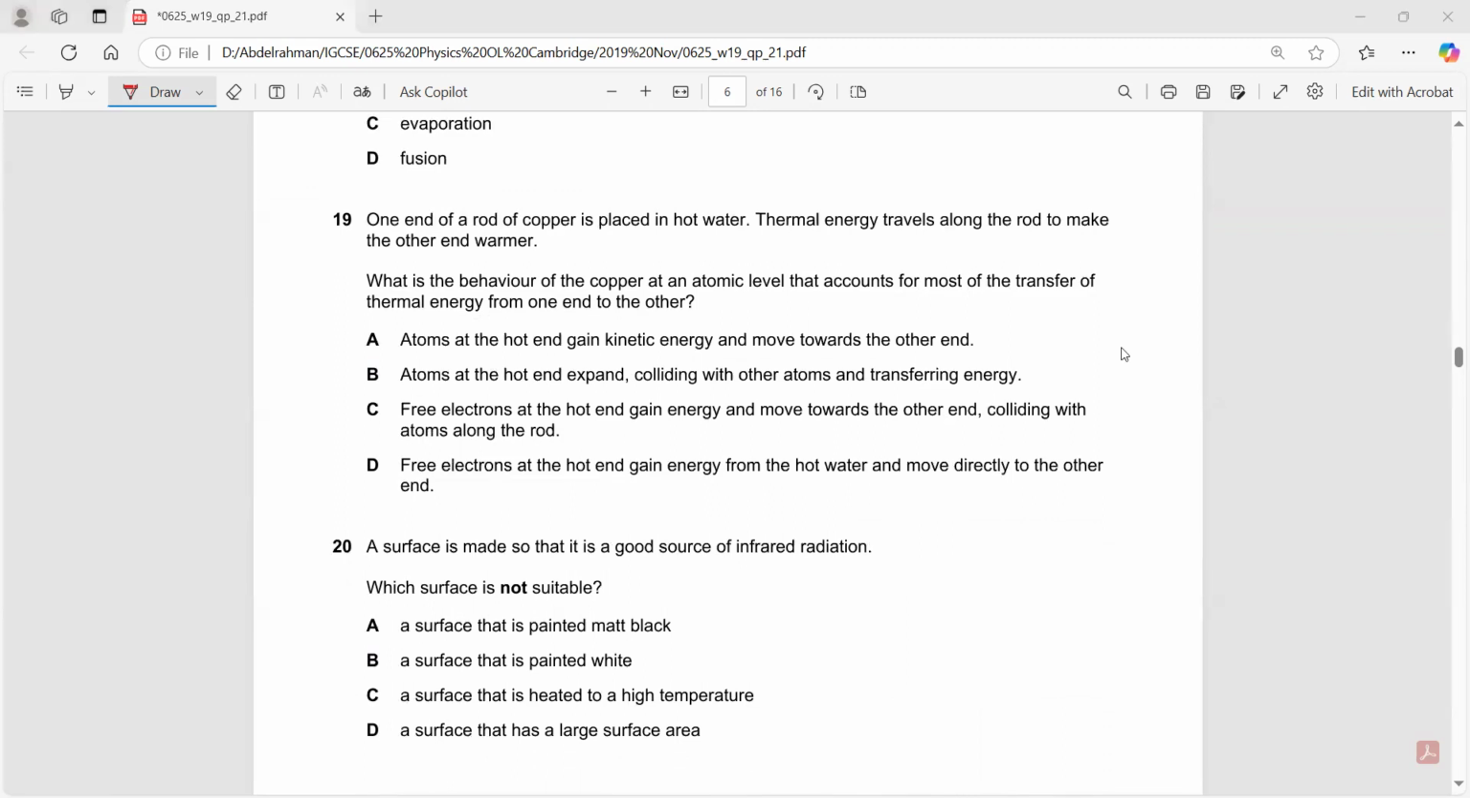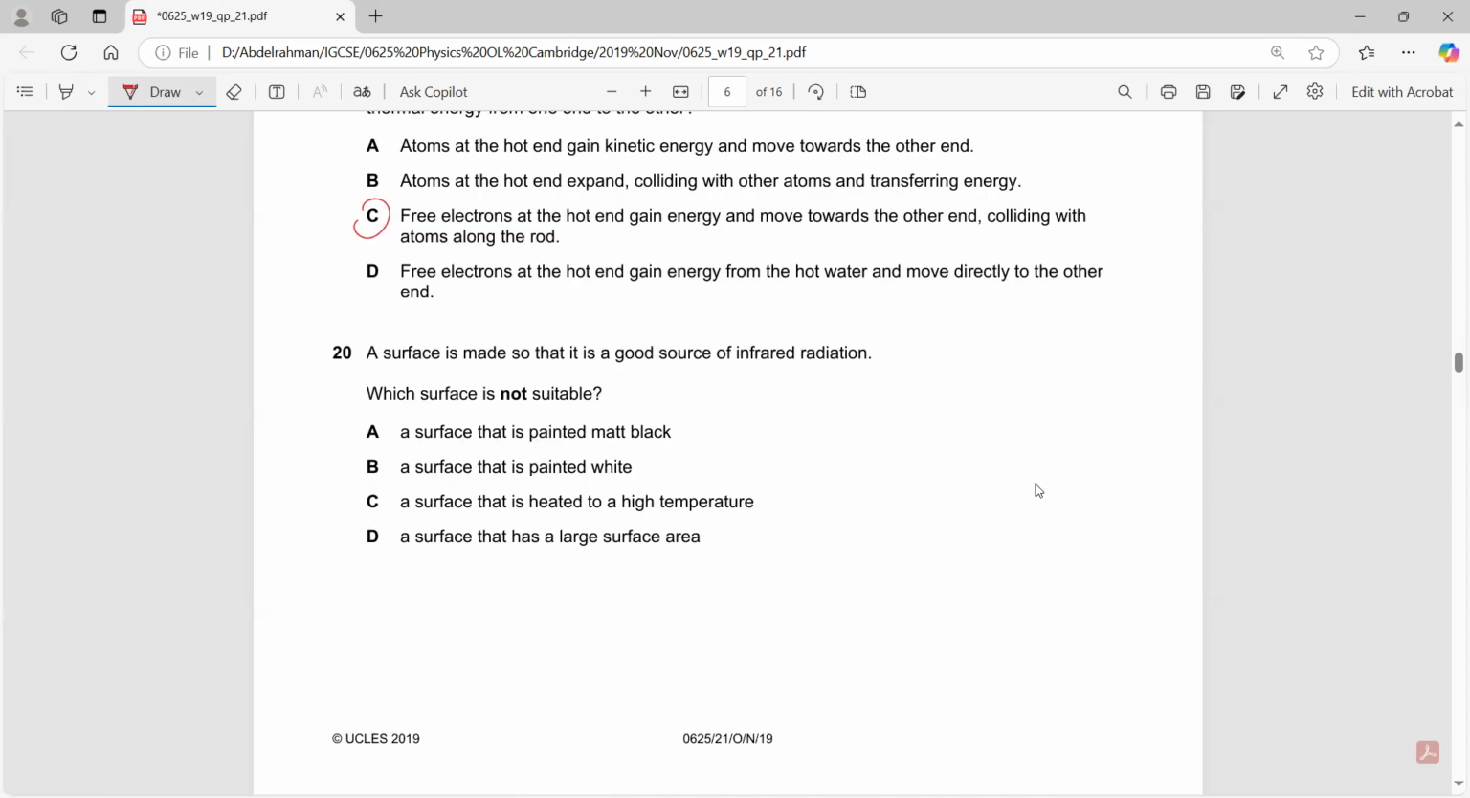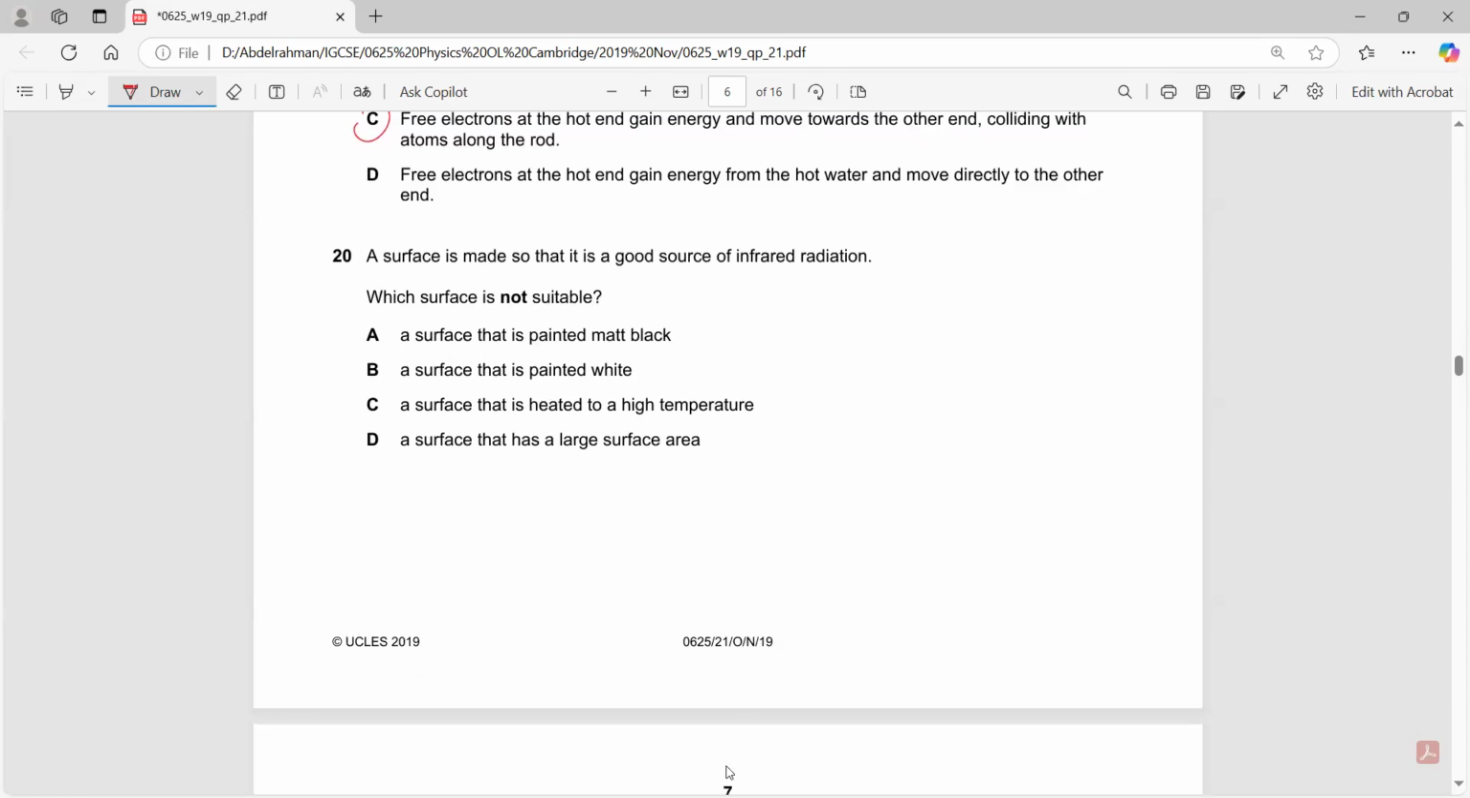At an atomic level, this is a copper rod. It has free moving electrons. So free electrons at the hot end gain energy and move towards the other end, colliding with atoms along the rod. As they move, they transfer this energy. Okay, D is actually not right. Free electrons at the hot end gained energy from the hot water and moved directly towards the end. No, they don't move directly towards the end. In the process, while moving towards the end, they start to collide with the atoms, and therefore the whole rod starts to get heated.